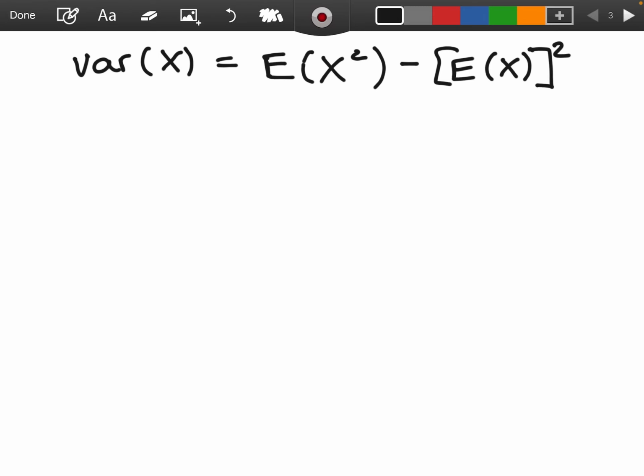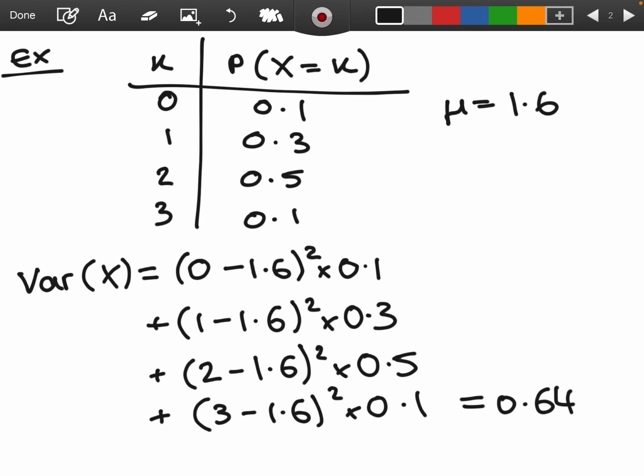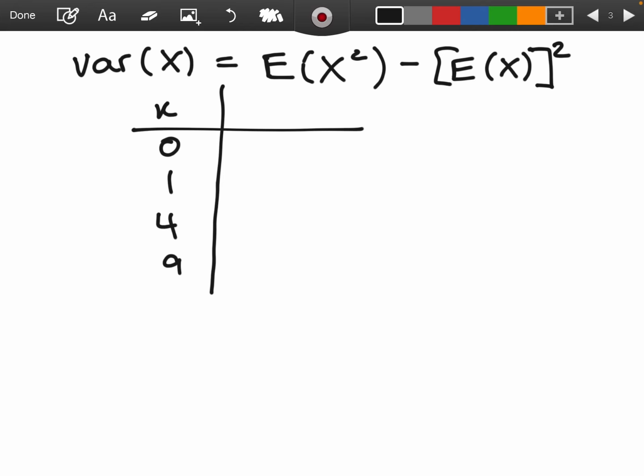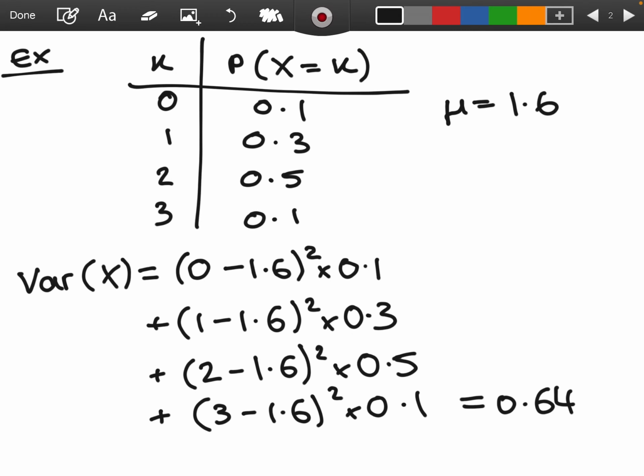How do we do this? Well, let's go back to our example here. Okay. I need to find the expected value of x squared. So when I take x squared, my outcomes are all of my original outcomes squared. So 0, 1, 2, 3 becomes 0, 1, 4, 9. And then each of my probabilities is going to remain the same as they were back here.